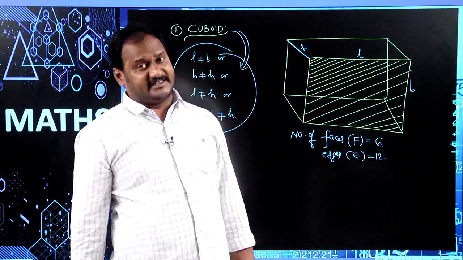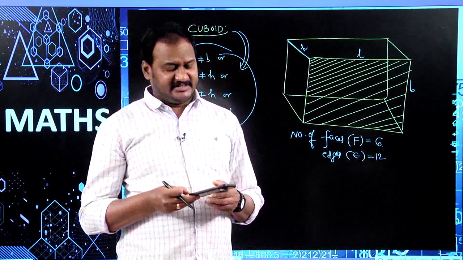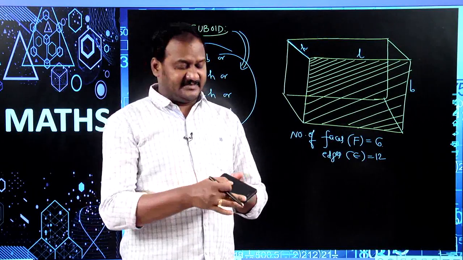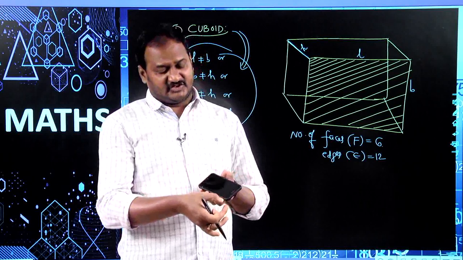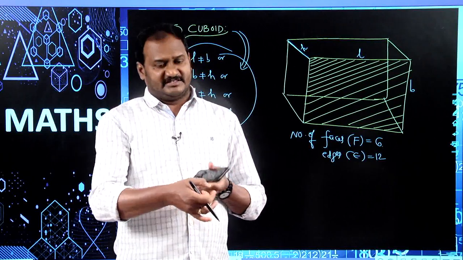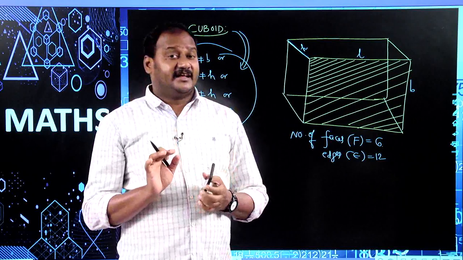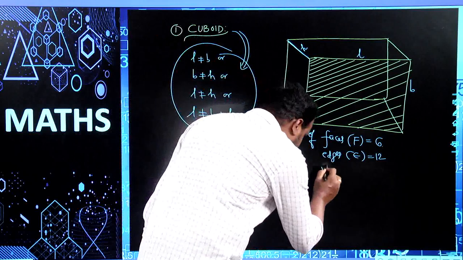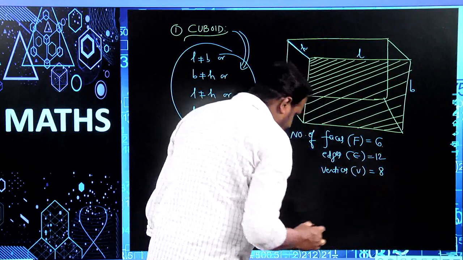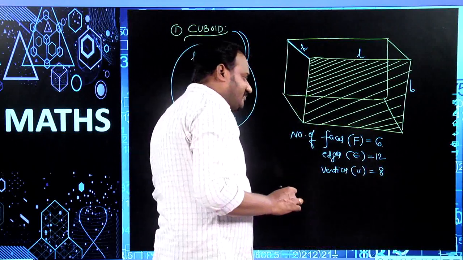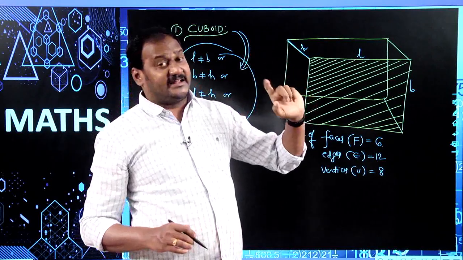Coming to the number of vertices. A vertex is nothing but where two edges meet. These two edges are meeting at this particular point. So, this is one vertex, and this is one more vertex. So, two vertices, 4 vertices, 6 vertices, and then 2 more, there are totally 8 vertices. So, the number of vertices V is equal to 8. I think there is a relationship between the number of faces, edges, and vertices of either a prism or a pyramid.